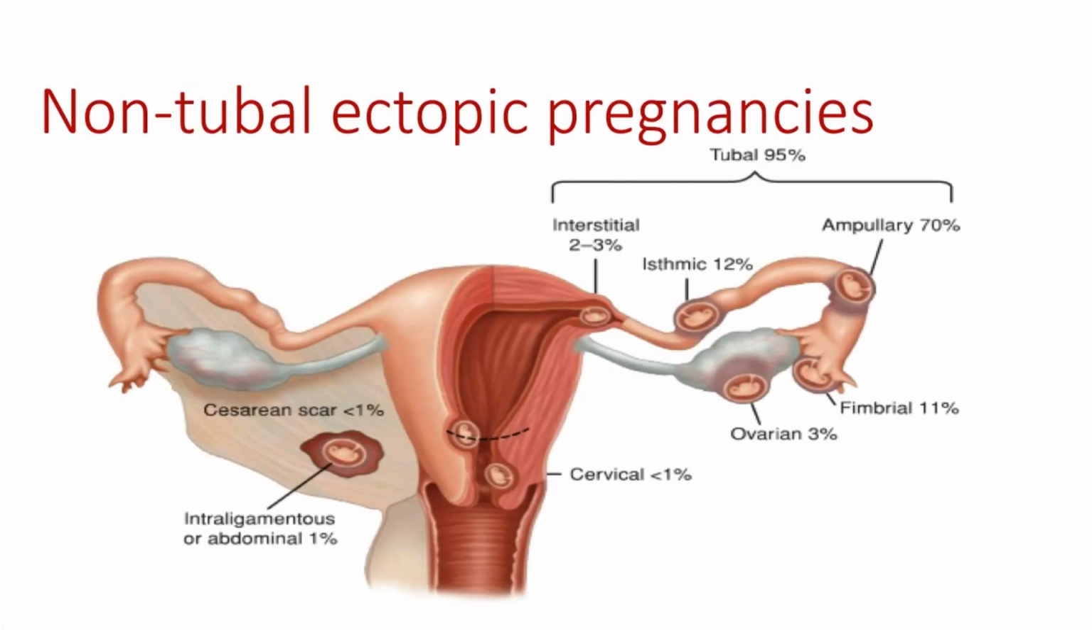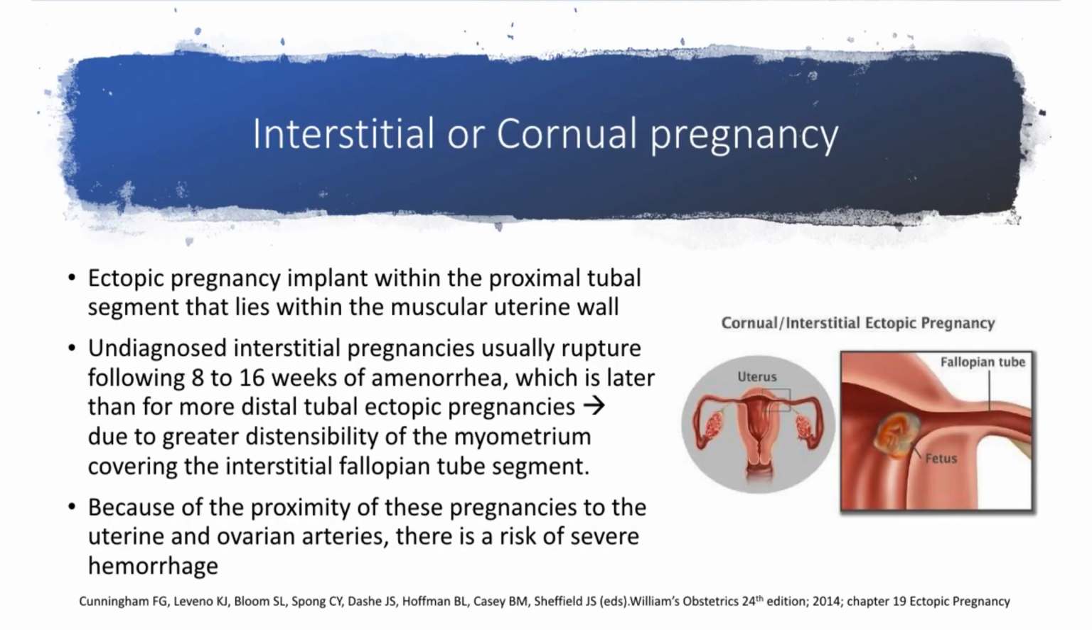Now, let's discuss some examples of non-tubal ectopic pregnancies. But let's discuss first the interstitial or cornual pregnancy. And this is an ectopic pregnancy that implants within the proximal tubal segment that lies within the muscular uterine wall. Undiagnosed interstitial pregnancies usually rupture following 8 to 16 weeks of amenorrhea, which is later than for more distal tubal ectopic pregnancies due to greater distensibility of the myometrium covering the interstitial fallopian tube segment.